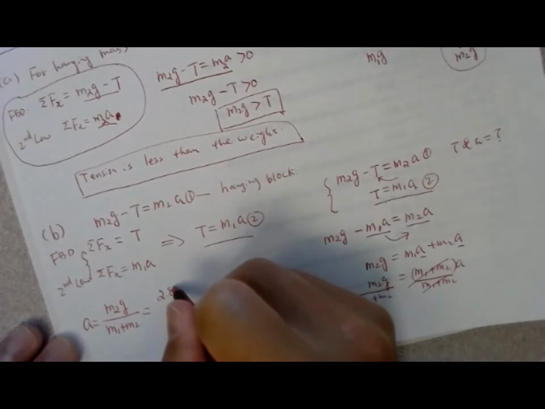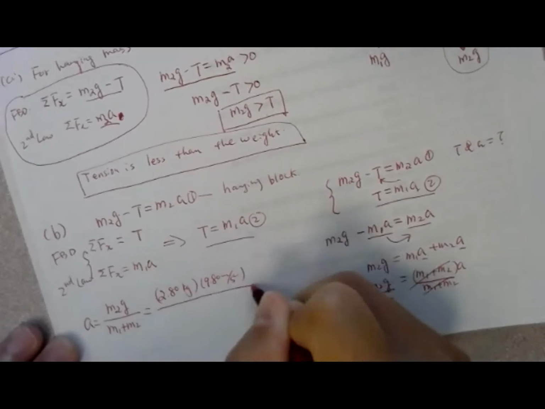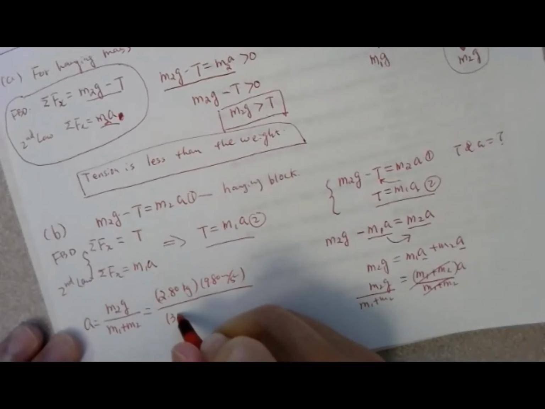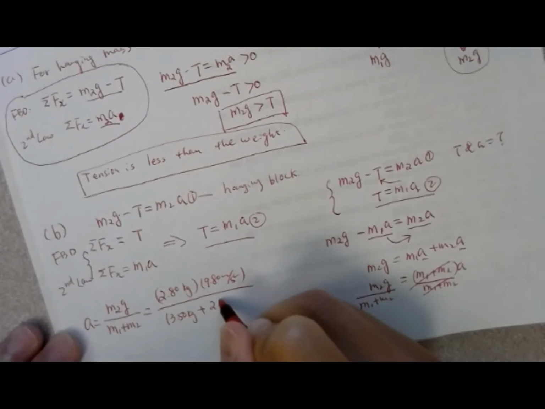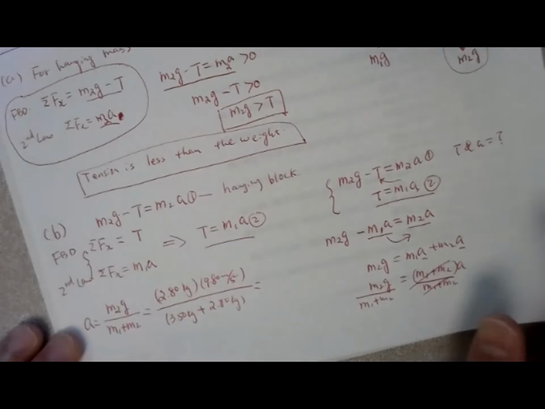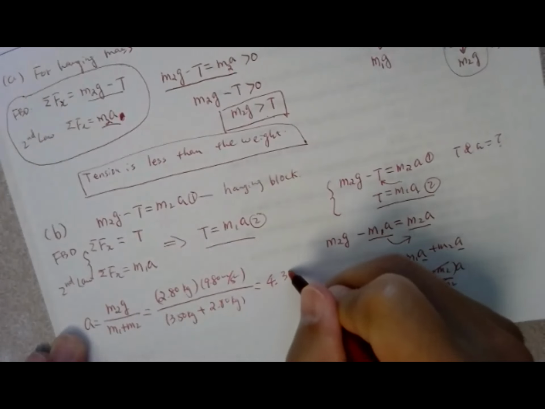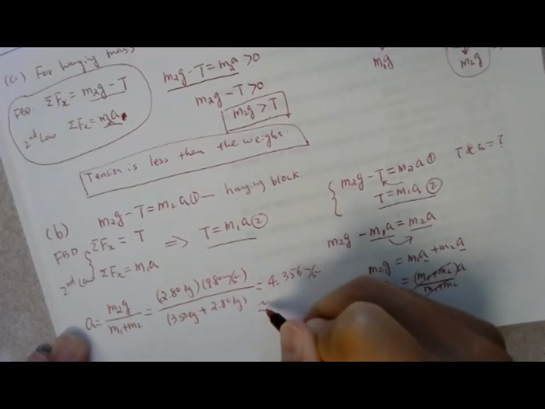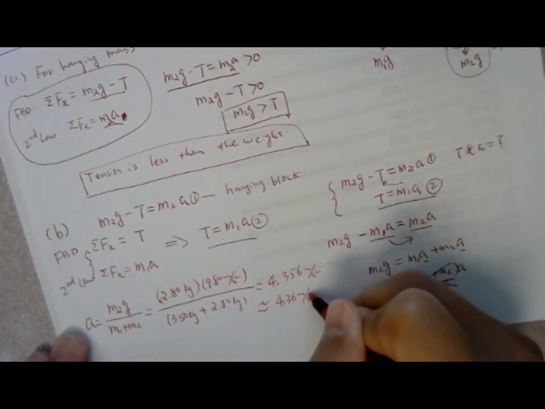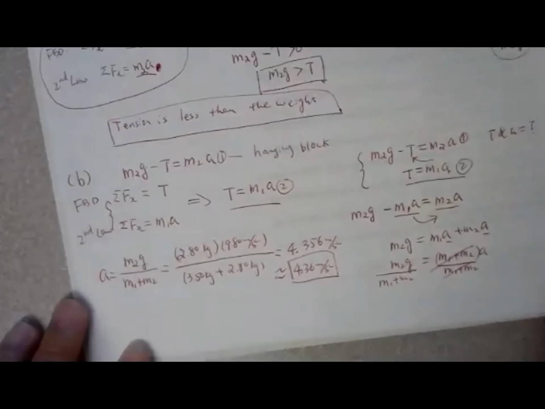m2 is 2.8 kilograms times 9.8 meters per second squared, divided by m1, which is 3.5 kilograms, plus 2.8 kilograms, okay? Plugging in all you have into your equation, you will get 4.356 meters per second squared, or 4.36 meters per second squared. All right, so this is your acceleration.